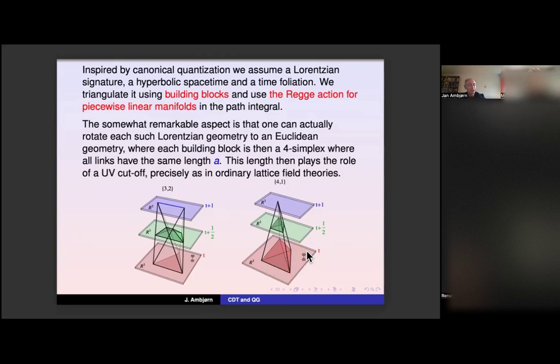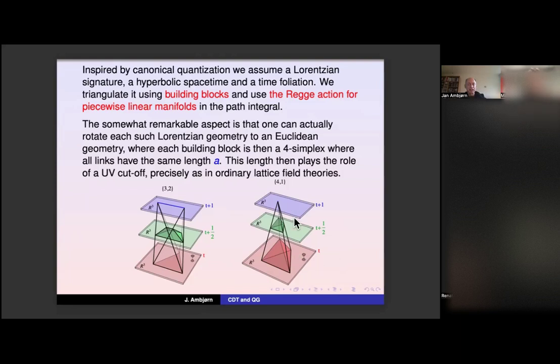So each time slice has a fixed geometry. Here it's written as R3, but in the computer simulation we're using S3, a compact space. So we triangulate this compact space by gluing together these tetrahedra here, so that they have the topology of S3, and similar up here. So we have then two 3-dimensional triangulations.